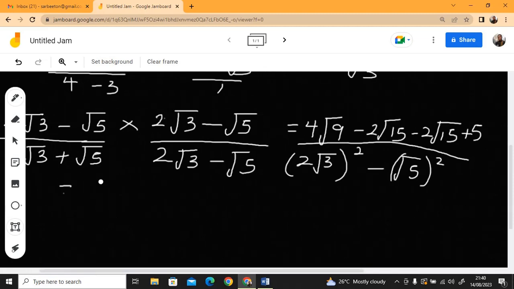So when we continue with this now, 4 root 9. Root 9 is 3. 3 times 4 is what? Is 12. So you have 12 here. Minus 2 root 15 minus 2. This one is not plus, so you can't cancel them. Because they have root 15, you can do this simplification. Minus 2 gives us what? Minus 4. And both of them have root 15, you pick one of the root 15.